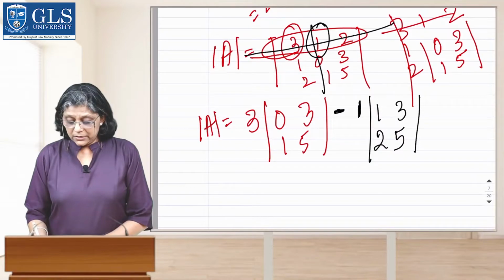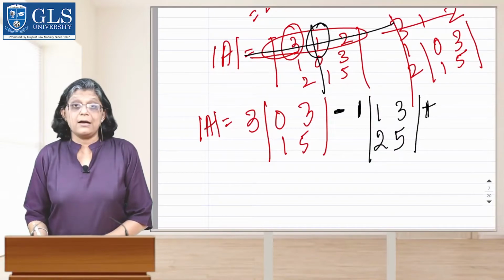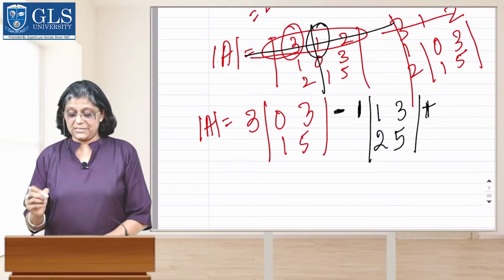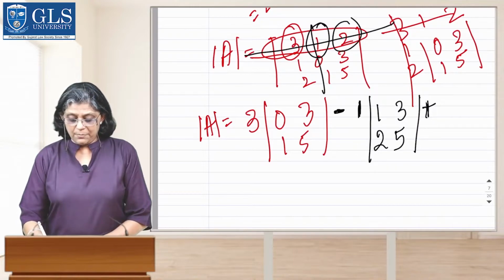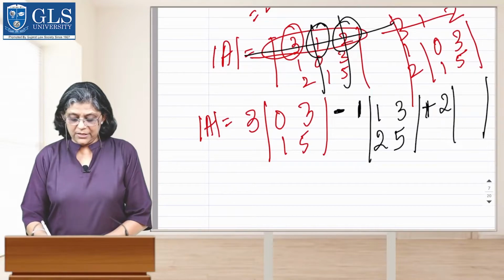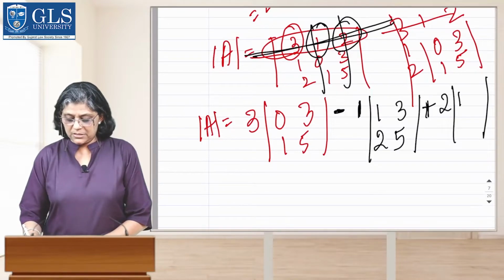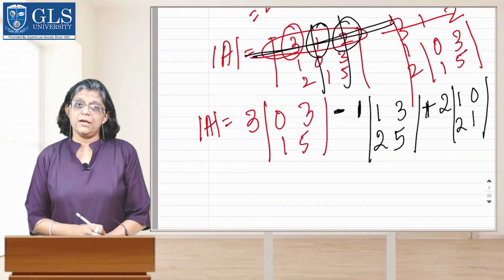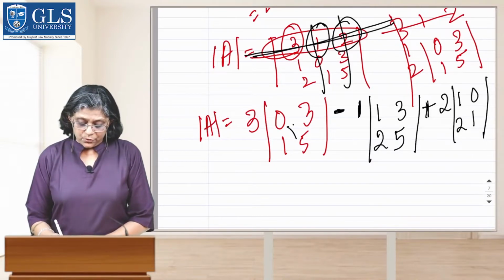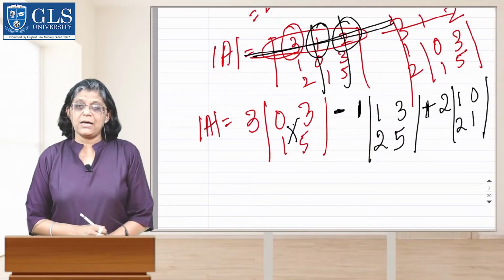Clear? The third option is plus sign. I will explain to you why plus sign. Again the third number is 2, and then you get the result: if I delete this row and this column, the numbers are 1, 0, 2 and 1. Clear?